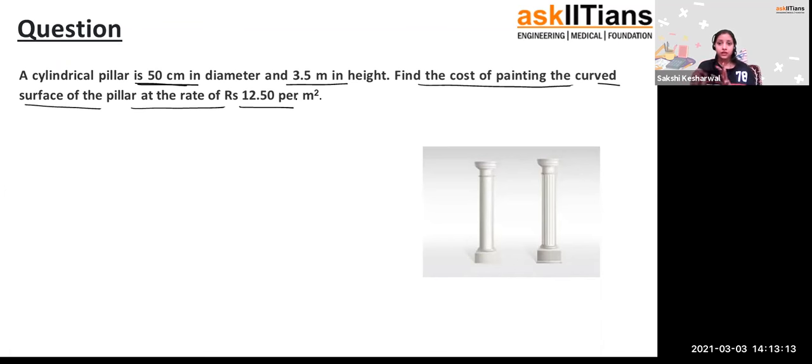Find the cost of painting the curved surface area of the pillar at the rate of 12.5 rupees per meter square, right? So now it's asking in meter square, so it's better to convert the centimeter into meter. Yes or no? Because the rate is given per meter square.